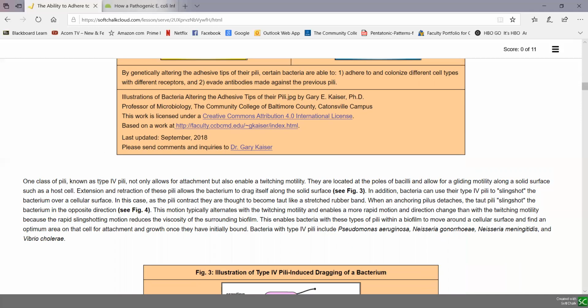And we also talked about the type 4 pili back in Unit 1 that not only allow for attachment, but enable a twitching motility. These are typically located at the poles of bacteria when they're bacilli, and they allow the bacteria gliding motility along a solid surface, such as a host cell. And by extension and retraction of the pili, this allows the bacteria to drag itself along the solid surface. Some of them can also have a slingshotting type motion that we mentioned, but the most common one is just extension and retraction and dragging motion.